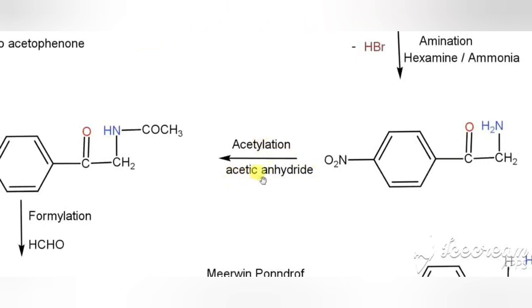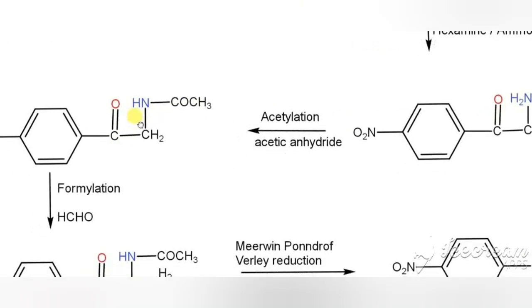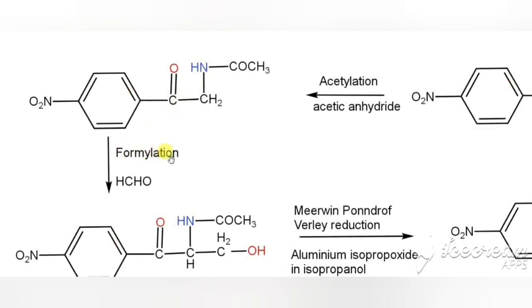Then it undergoes acetylation by means of acetic anhydride. What is acetylation? Addition of an acetyl group, COCH3, can be called acetylation. So here the H that we have is replaced by an acetyl group, and we are getting the acetyl derivative.